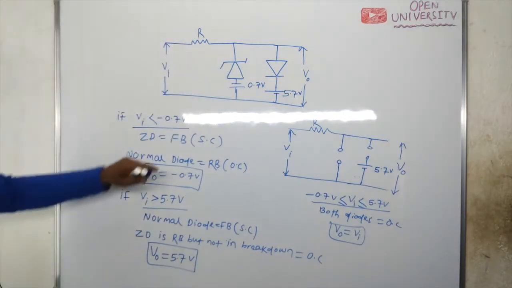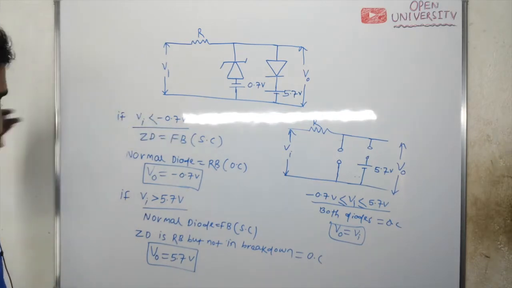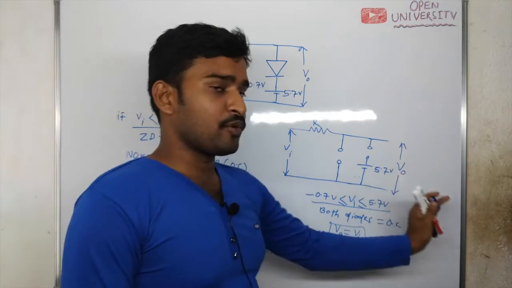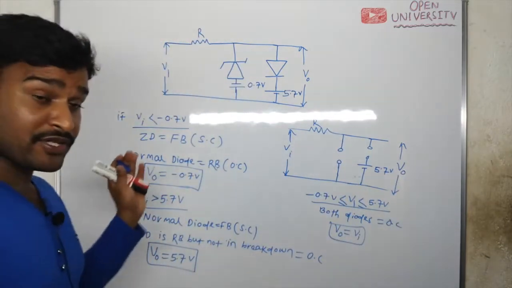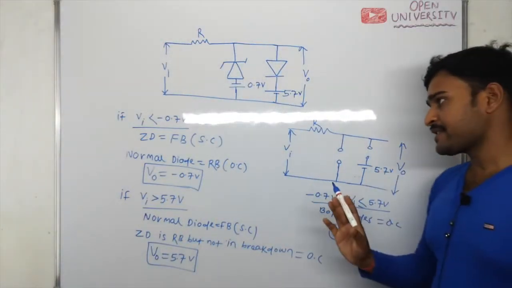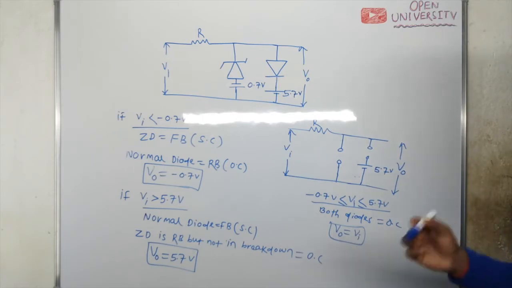So I considered the entire negative axis, Vi less than minus 0.7 volt, and I also considered from minus 0.7 to plus 5.7 volt, and from 5.7 up to infinity. The entire negative and positive axis I considered. Then it is asked to plot the transfer characteristics.